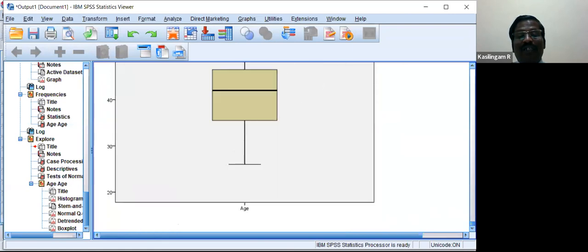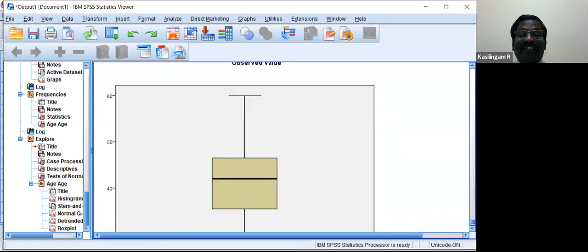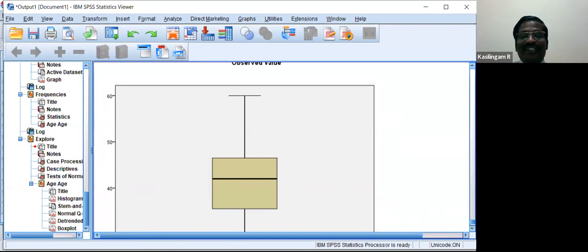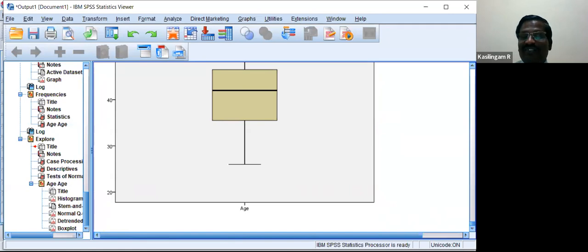Now we will look at the box plot. It is coming automatically, right? So this is the box plot we have drawn. Do you remember, madam? Yes, sir. So 60, 42, 36, 26, all right? Yes, sir. So automatically it is coming now. Very good.